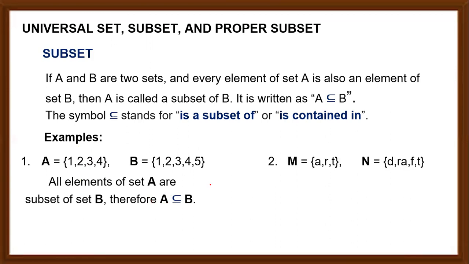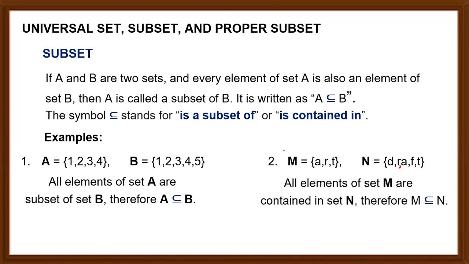Another example. Set M, the elements are A, R, T. Set N, the elements are D, A, R, F, T. Don't forget, kailangan meron po siyang separated by comma. Always remember. And therefore, titignan mo ngayon, yung elements ba ni set M ay makikita natin sa set N. If that is yes, we can say that all elements of set M are contained or subset ni set N. That is now the symbol. Set M is a subset of set N.